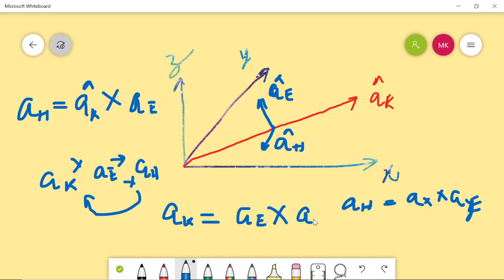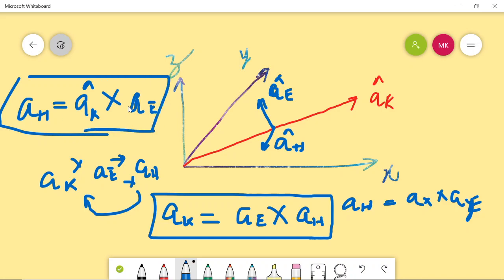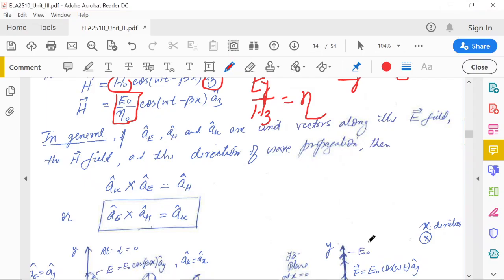So if two directions are given, you can find the third direction. If the directions of the electric field and magnetic field are given, then you can find the direction of propagation. And if the direction of propagation and the electric field are given, you can find a_H. Similarly, if a_H and a_k are given, how to find a_E? That is left to you to find. So now, focusing on these in general, a_E is the direction of the electric field, a_H is the direction of the magnetic field, and a_k is the direction of wave propagation, the unit vectors along the E field, H field, and propagation.